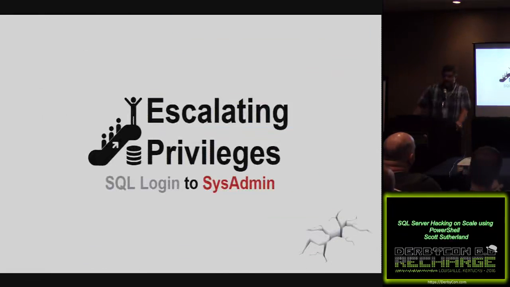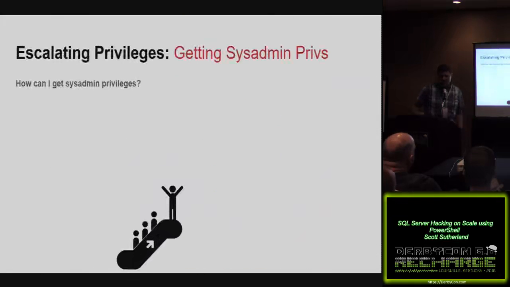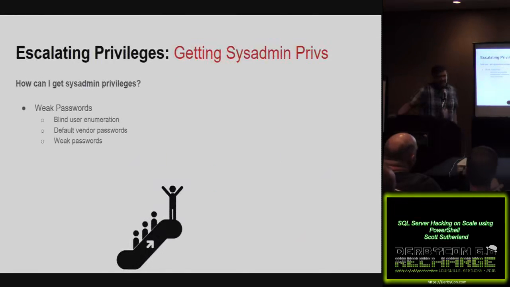So let's assume we have a lot of access now. We've logged in, we have some public role access as a domain user. We want to now get sysadmin privileges. There's a million ways to do this. I've just started scratching the surface, but so far, this sounds lame, but it's just weak passwords is still really common. That brute force script I showed you earlier actually leverages a technique for doing blind user enumeration.